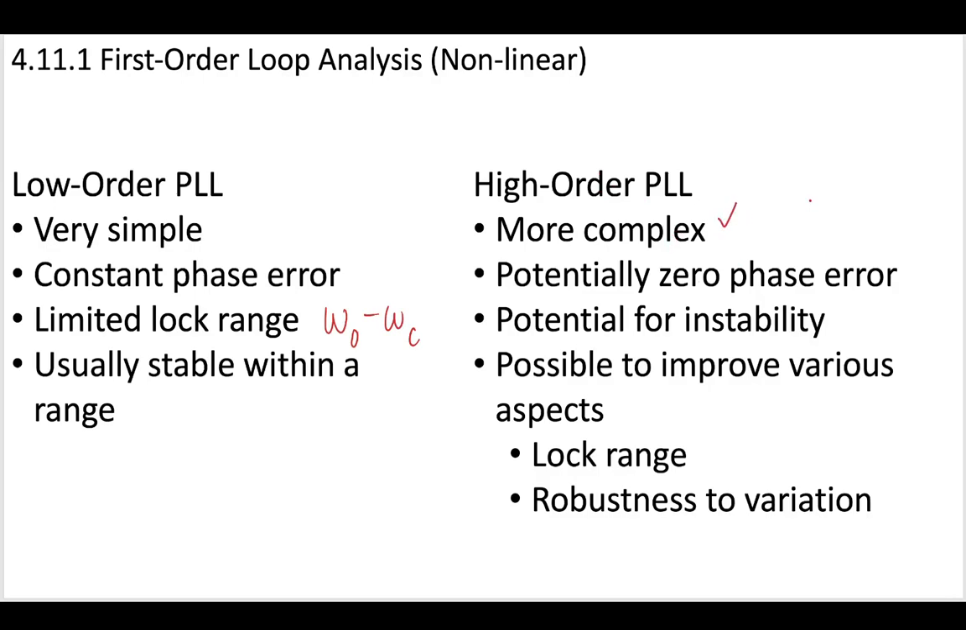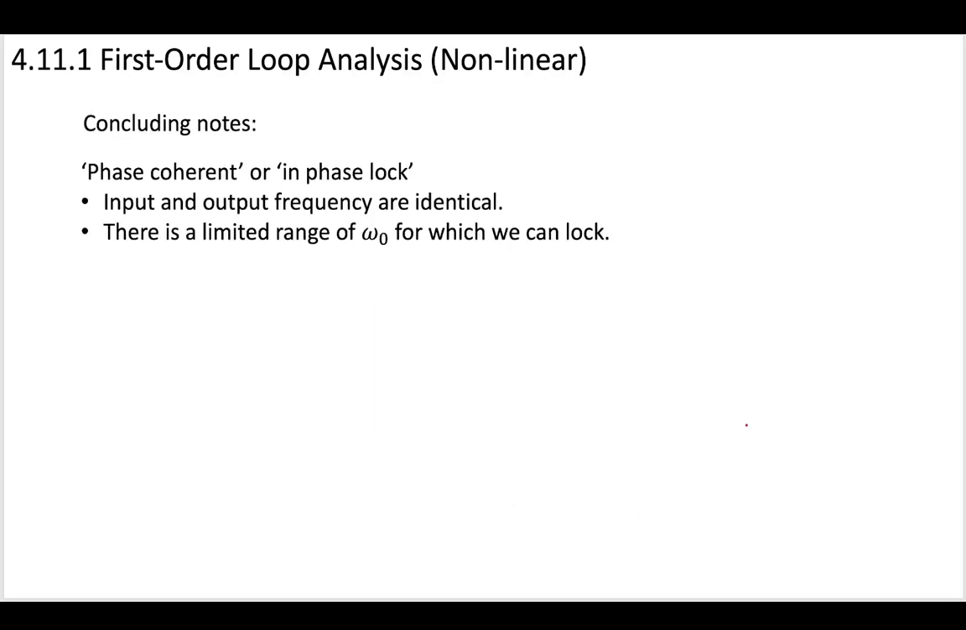You're going to require more complex circuitry, maybe multi-stage circuitry. There is the potential to have zero phase error. So the low order has constant phase error, while higher order ones potentially have zero phase error. However, the price for the zero phase error is instability. And there are possible ways to improve it. With the higher order phase lock loops, you might be able to increase lock range or robustness to changes in that frequency if it is changing in time. But it all comes at the expense of instability, which is a bit beyond this course, but just know that this is the difference between the low order and the high order loops.